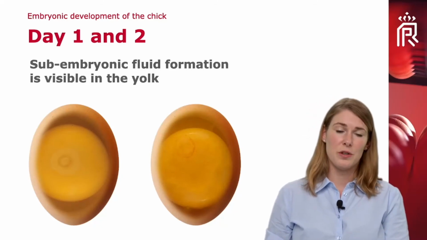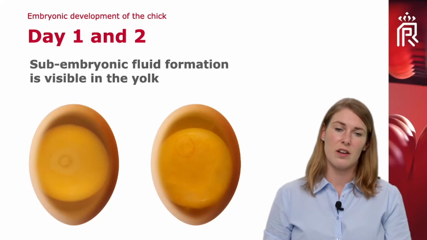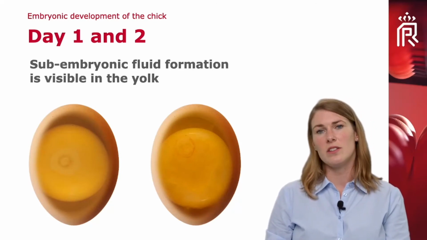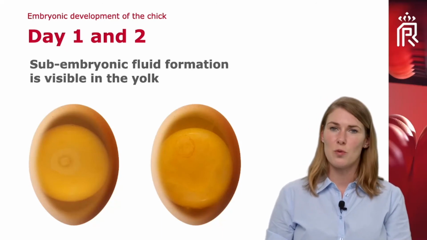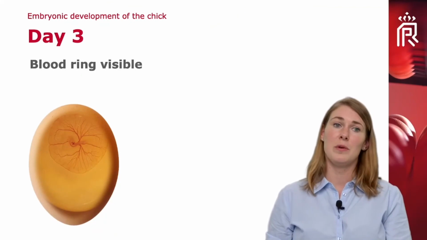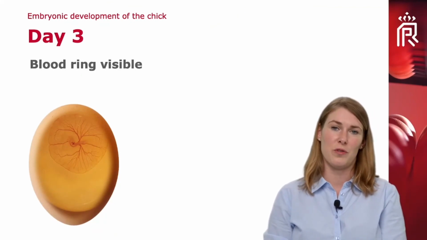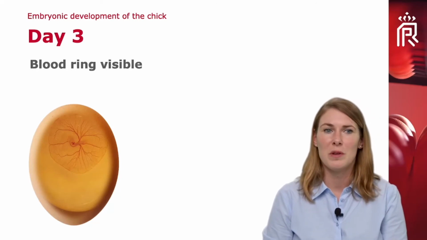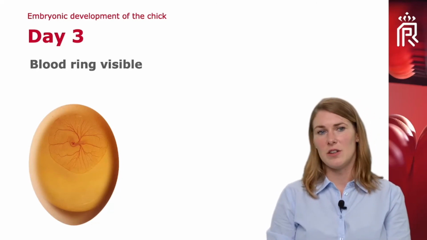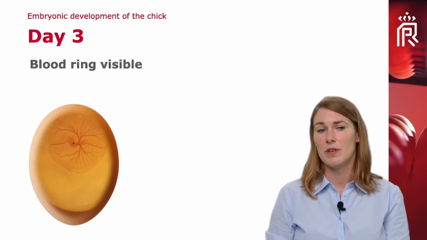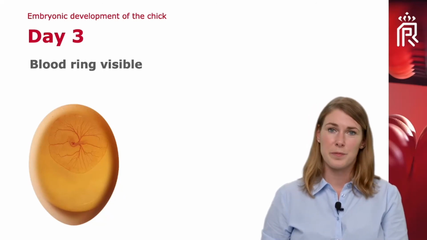Also in day 2, you can see the start of some blood formation. So it isn't unusual to see some red dots or a little red string, but it's not as clear as day 3, where we have a beautiful blood ring visible. This stage, I think everyone agrees with me, is very easy to see. If you see this, you immediately know that this at least has passed day 3, the blood ring is visible.